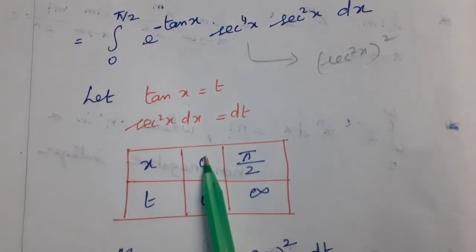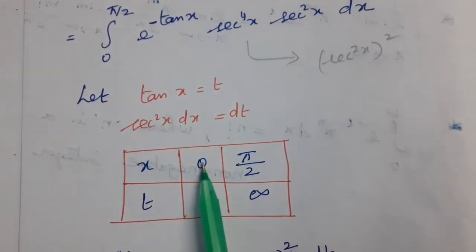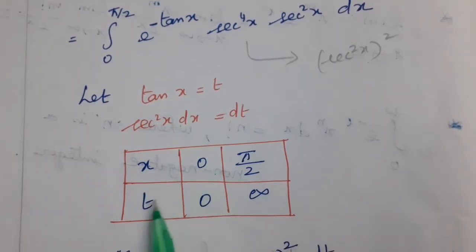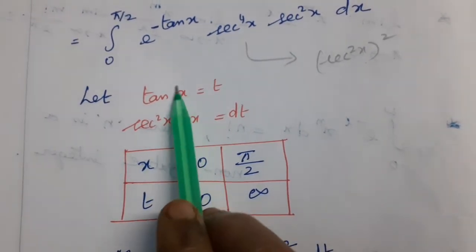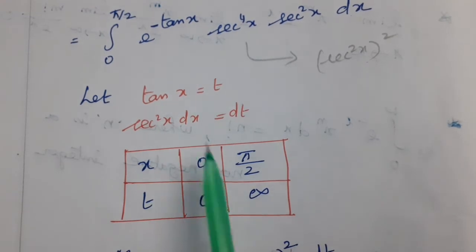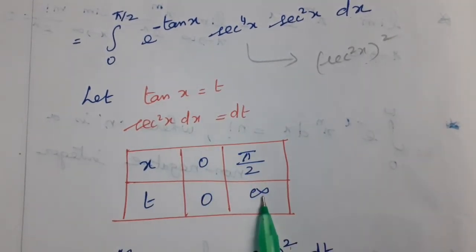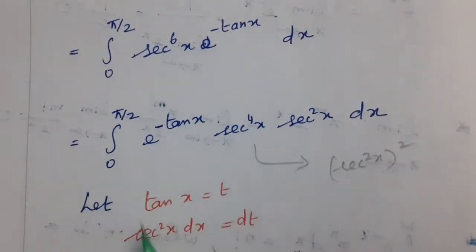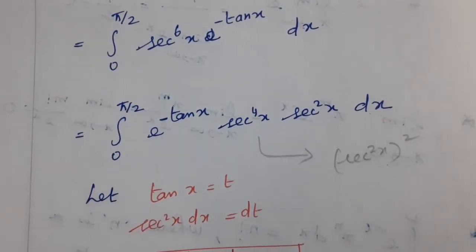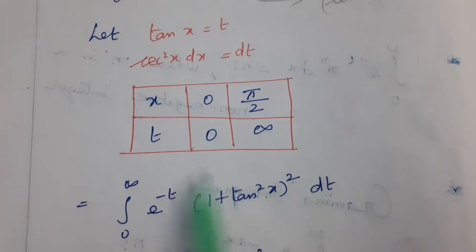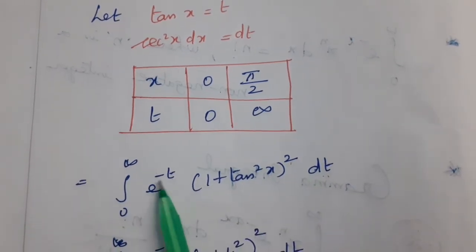Suppose x is equal to 0, then tan 0 is 0, so t is also 0. Suppose x is equal to pi by 2, tan pi by 2, that is tan 90, is nothing but infinity. So the limit in terms of t becomes 0 to infinity. Now, 0 to infinity e power minus t.